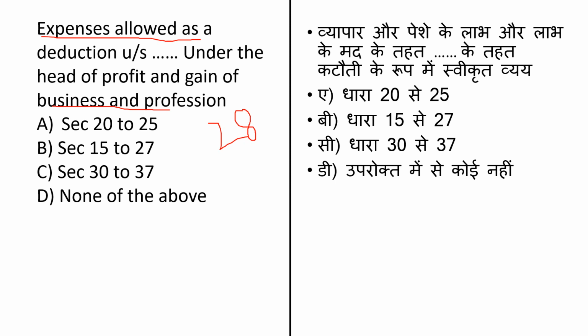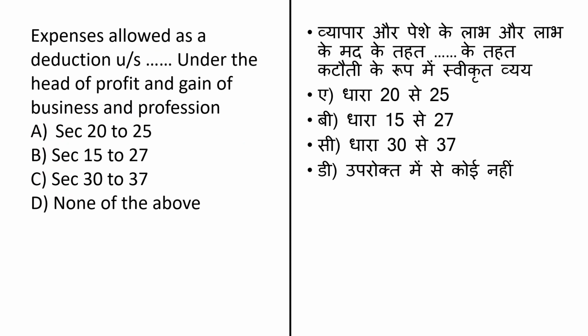Okay, so for this the first option is section 20 to 25. Second one is section 15 to 27. Third one is section 30 to 37. And the last one is none of the above. From 30 to 37, there are so many things which are included for deduction under profits and gains of business and profession.